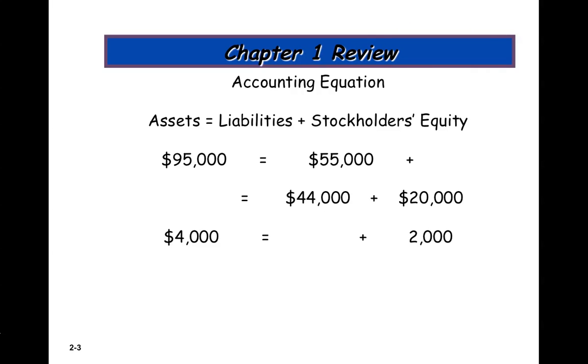I've put a few equations up here just to review this concept. In the first one, $95,000 is the amount of assets we have. $55,000 is liabilities. To find out stockholders' equity, we will subtract to get $40,000. The second equation, we don't know our assets, but we do know that our liabilities are $44,000 and our stockholders' equity is $20,000. So our assets, we would add the two together, would be $64,000. On the bottom one, we have assets of $4,000 and stockholders' equity of $2,000, so we will subtract to get an amount of $2,000 in liabilities.